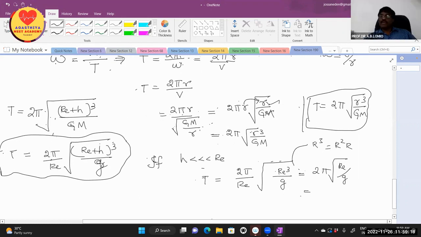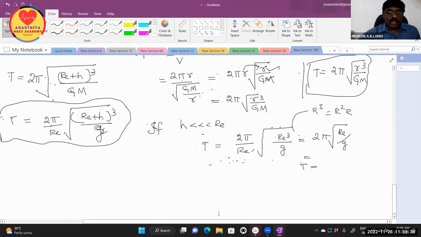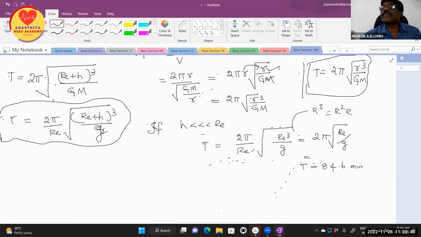Now, the time period also has a fixed value provided the H is negligible. Substitute the values of 2 pi, RE and g. All are constant, no? Therefore, the time period of the satellite which is launched close to the Earth is 84.6 minutes. That is a standard value.